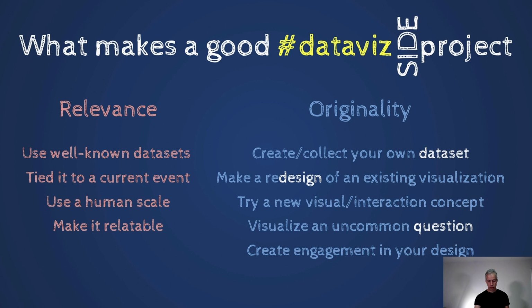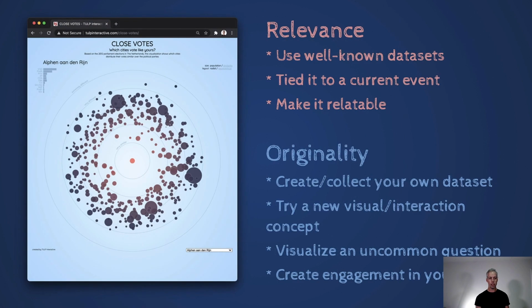So let me show you some examples. Some are mine, some are other people's work. This project is called Close Votes. This one is mine. It's about the election of 2012, and I actually collected the data because eventually it was published, freely available, but I scraped it from some site that was already publishing it before the official publication. So I wanted to publish my visualization as close to the elections as possible.